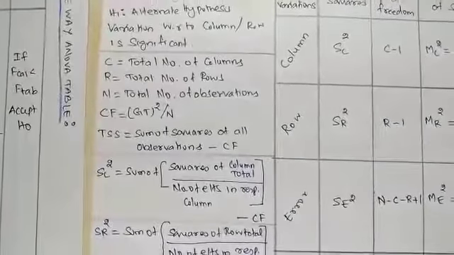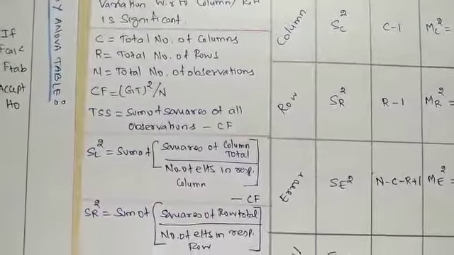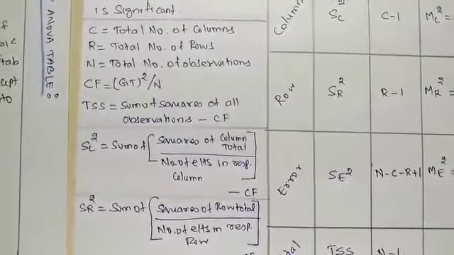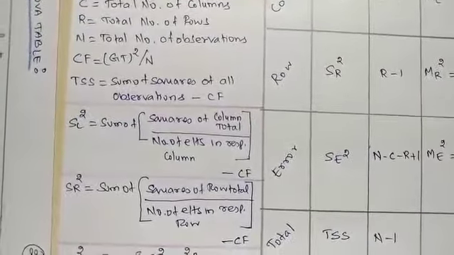So what are the terms we need? C. As usual, C is the total number of columns. What is the R? Total number of rows. What is the N? Total number of observations. What is the CF? Correction factor, grand total square divided by N. What is the TSS? Sum of squares of all observations minus correction factor.